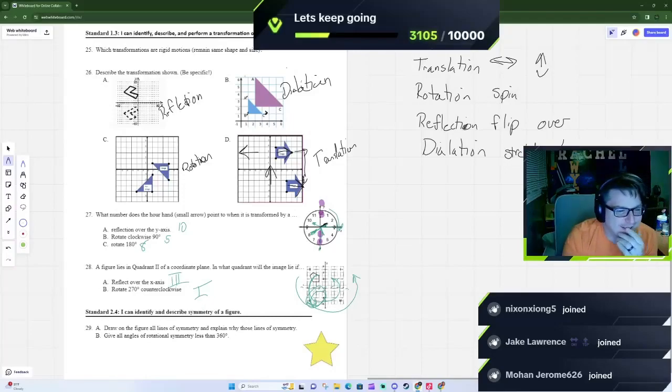All right, so draw the figure, all lines of symmetry. Explain why those are lines of symmetry. So when we talk about lines of symmetry, we can literally fold this figure in half.